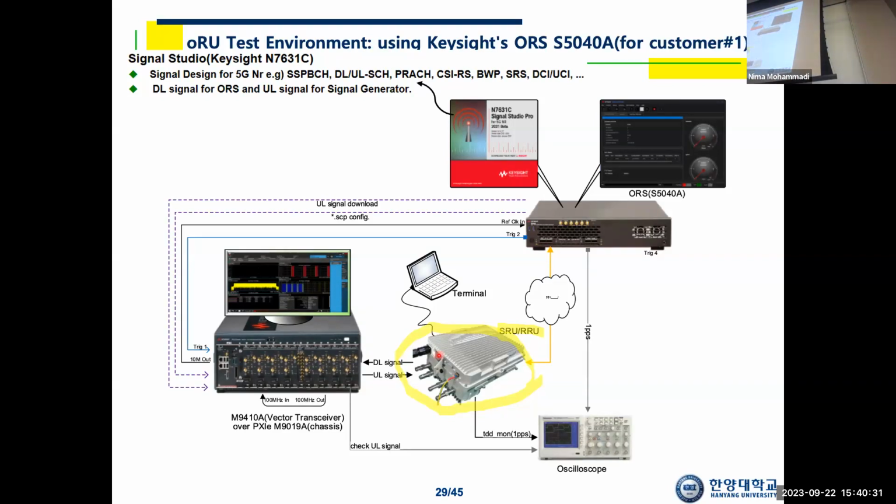So if your radio unit is okay with that simulation, if your radio unit is working okay with the Keysight downlink packet, then you are okay with downlink. Proved. Okay?